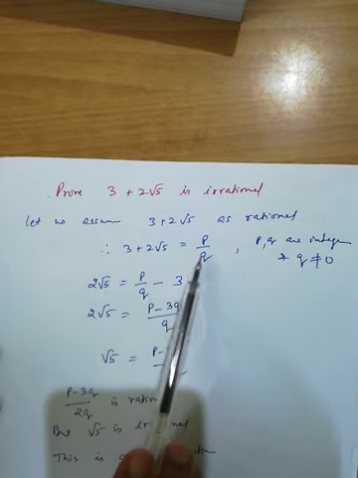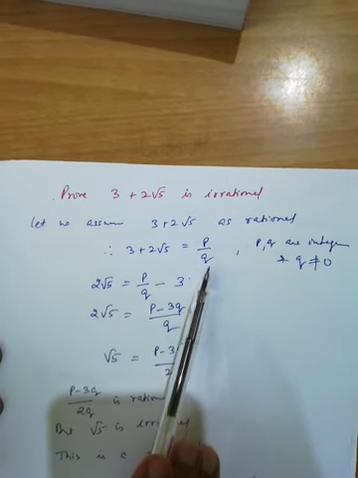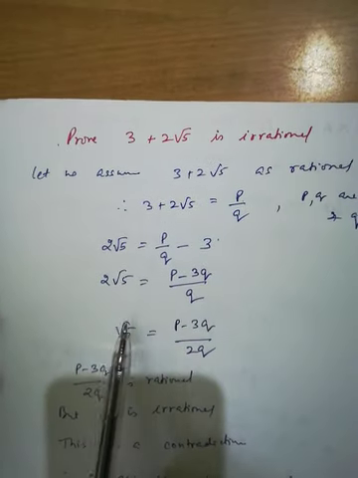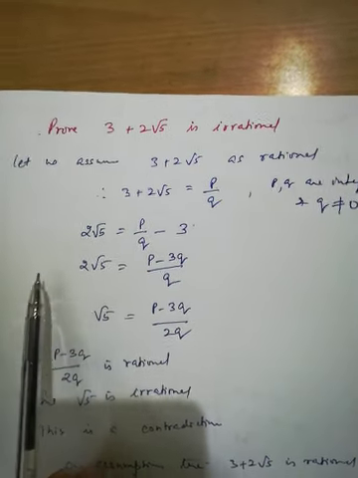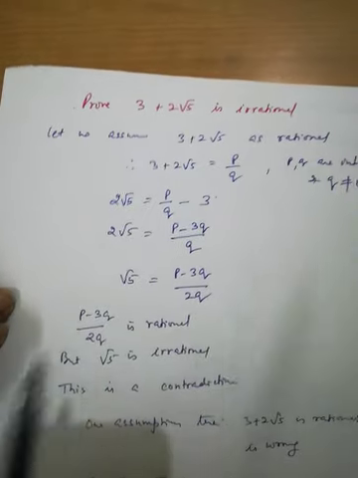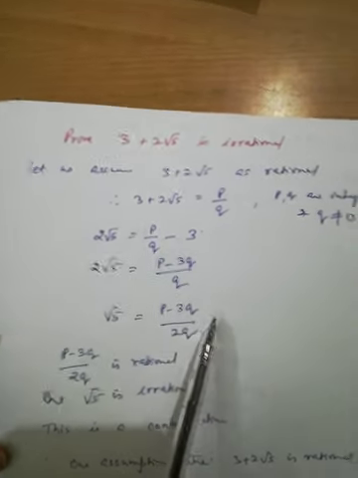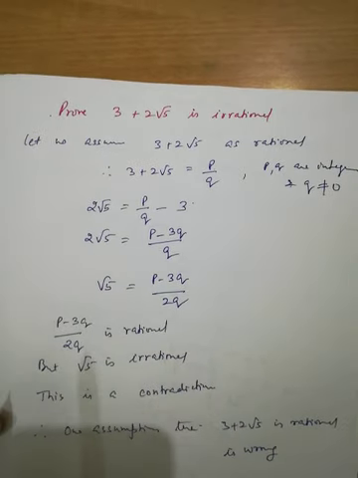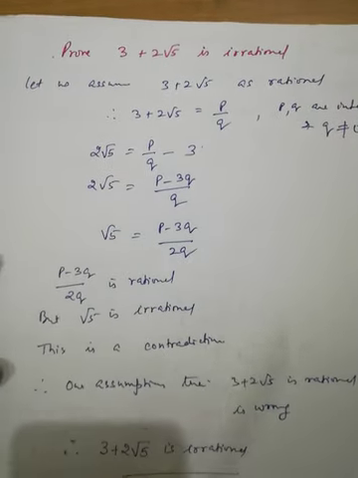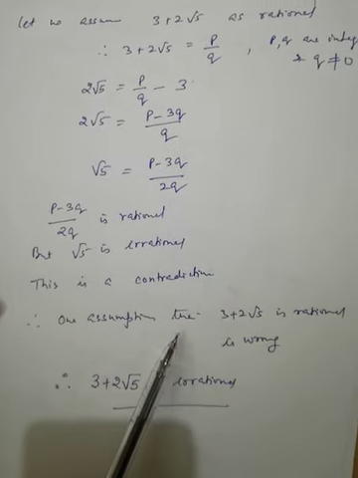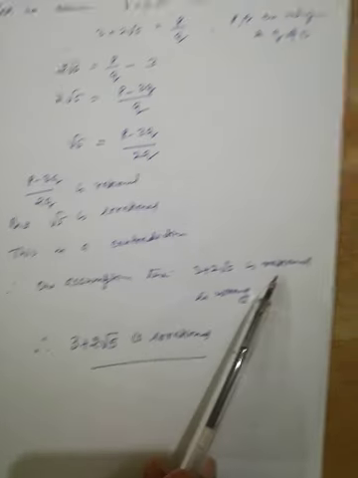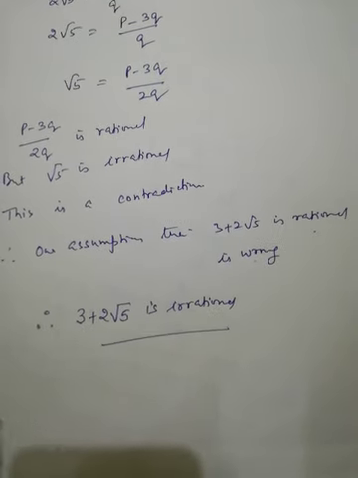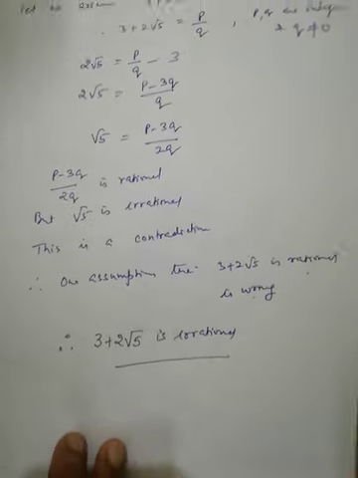We are assuming that it is rational, so it is equal to p by q. Then we are transforming it in such a way that the root is on one side and all other things we are taking on the other side. We get this way. We find that this is rational, but this is irrational. So this is not possible. This is a contradiction. So our assumption that 3 plus 2 root 5 is rational is wrong. So 3 plus 2 root 5 has to be an irrational number.